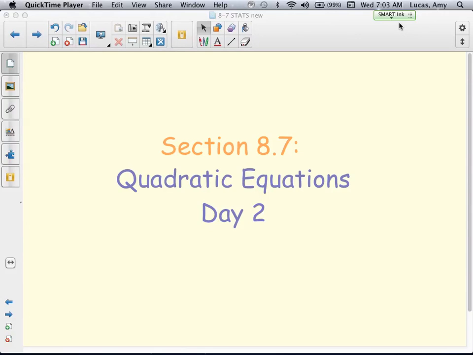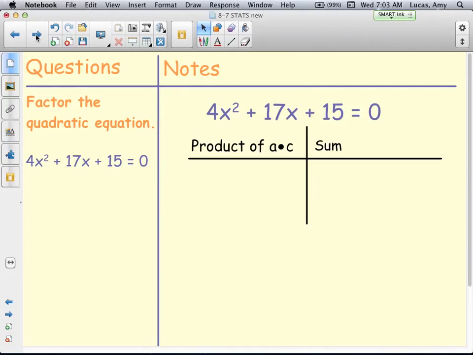Lesson 8-7, Quadratic Equations, Day 2. We have 4 examples today, and they are very similar to what we did yesterday. The only difference is we're going to have a little added step at the end because you may notice that these are equations, so they have an equal sign in them.